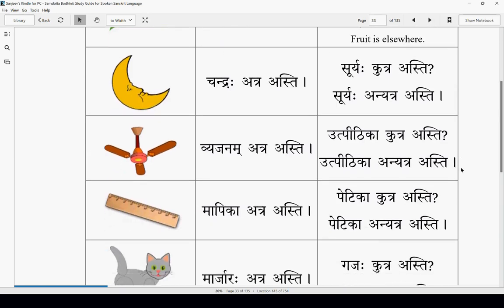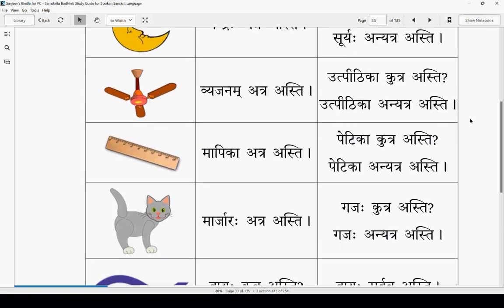Vyanjanam atra asti. Utpitika kutra asti. Utpitika anyatra asti. What is anyatra? Anyatra means somewhere. Vyanjanam, the fan, is here, but Utpitika means table. The table is not here, so it is elsewhere, somewhere else, because we don't see it. Okay. Next.